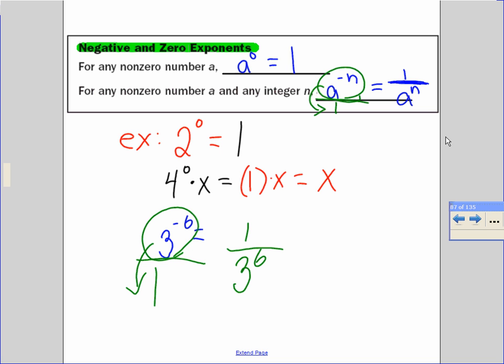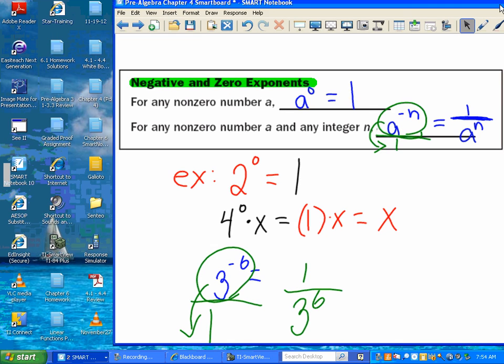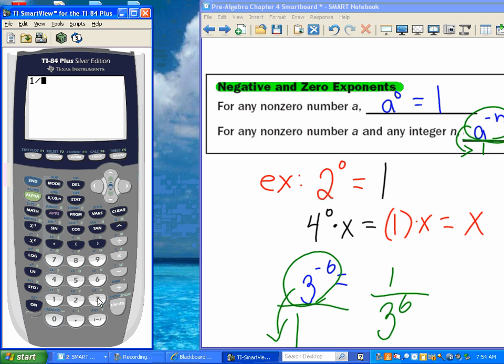One over 3 to the 6th, b 3 to the 6th? No, those are completely different. Because if you divide, let me get the calculator real quick. Okay. So look, Sean, if we do 1 divided by 3 to the 6th, and I hit enter, you get that. If I do 3 to the 6th, hit enter, that's not the same. But if we do 3 to the negative 6th, they're equivalent.